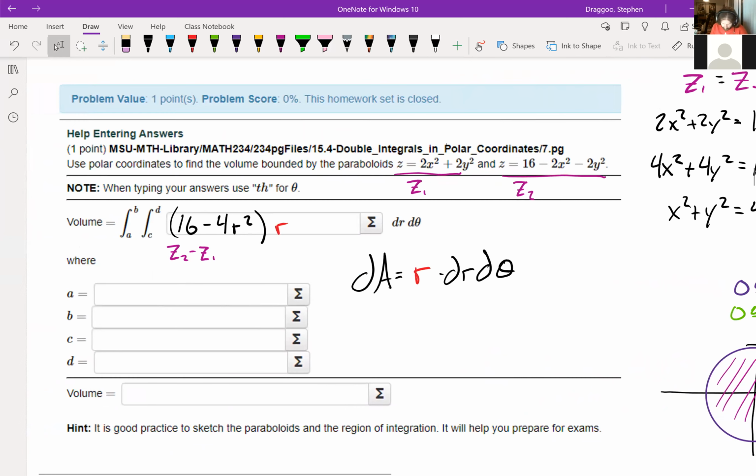So we'll just use 0 to 2 pi for theta. All right, filling in the other pieces. Theta is here. R is here, 0 to 2.